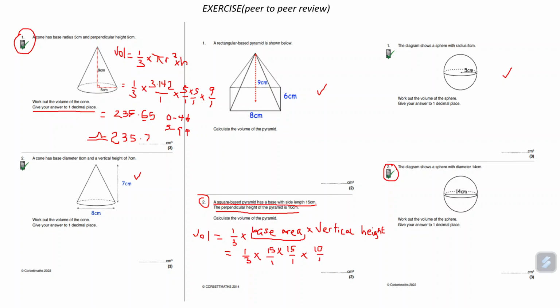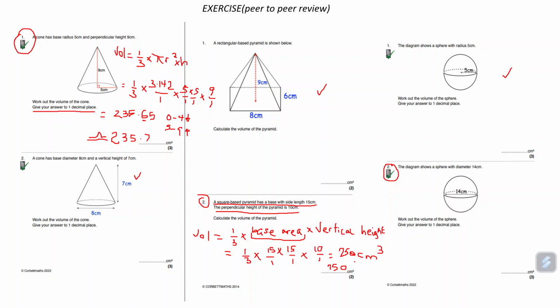As usual, if you multiply 15 times 15, whatever you get, you times it by 10, then you divide it by 3. You should be getting 750 centimeter cube. So your answer to this is 750 centimeter cube.